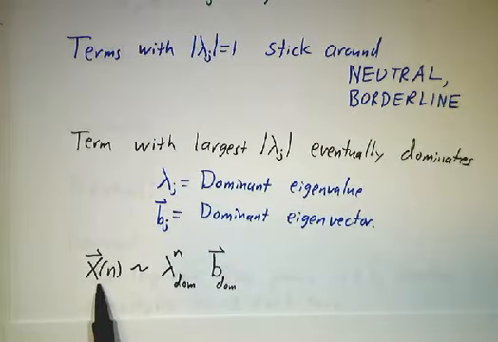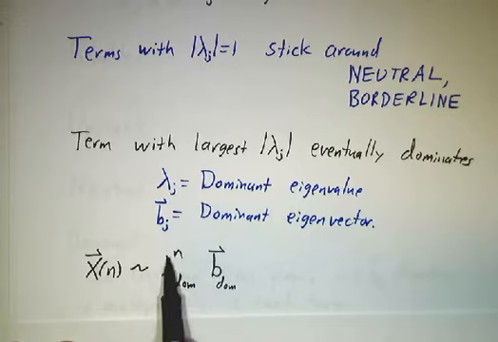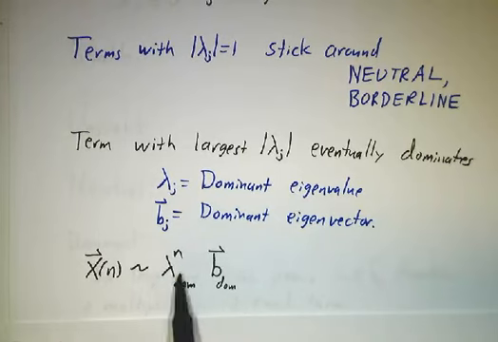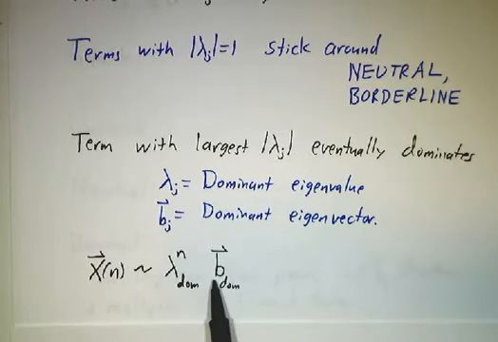So if you wait a long time, your vector is going to look like the dominant eigenvector times a number that grows like the dominant eigenvalue to the nth power. Now there may be a constant in front here, and there may be other terms, but the other terms are smaller than this term. So if you want to know what direction you're pointing in the long run, you're pointing in the direction of the dominant eigenvector. And how fast are you growing in the long run? Every turn you're multiplying by the dominant eigenvalue.